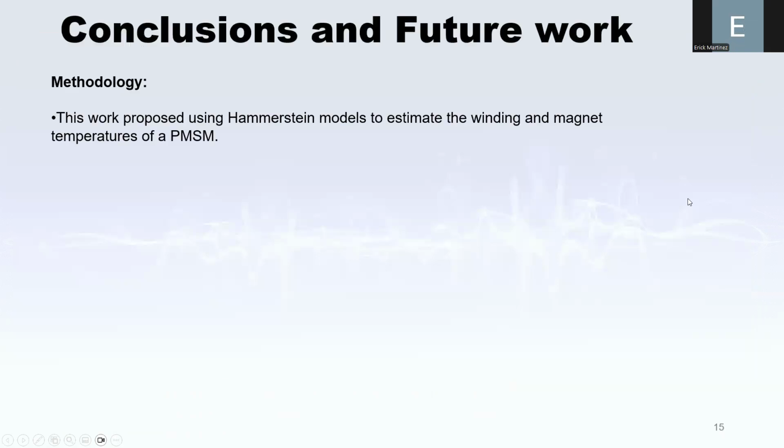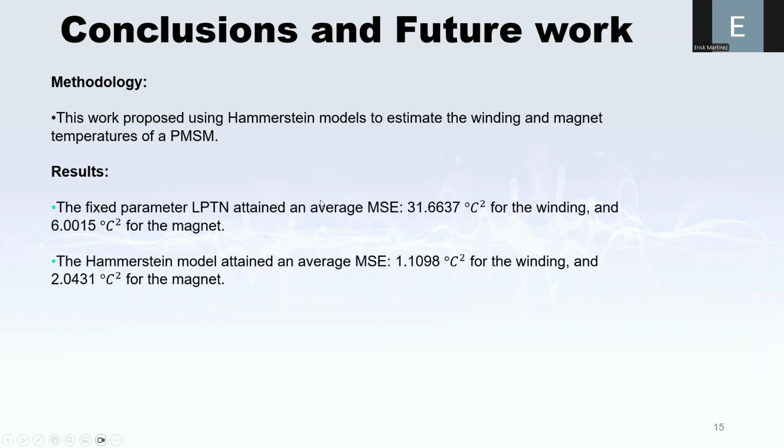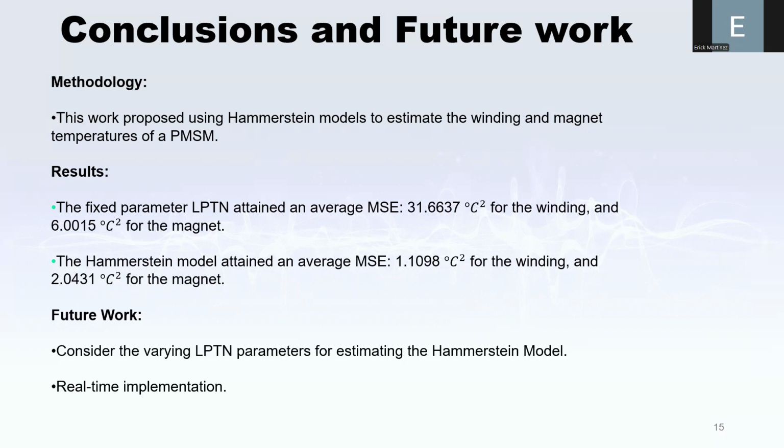In conclusion, this work proposed using Hammerstein models to estimate the winding and magnet temperatures of a permanent magnet synchronous motor. The fixed-parameter LPTN attained an average mean square error of 31.66 square Celsius degrees for the winding and 6.00 square Celsius degrees for the magnet. The Hammerstein model attained an average mean square error of 1.98 square Celsius degrees for the winding and 2.043 square Celsius degrees for the magnet.